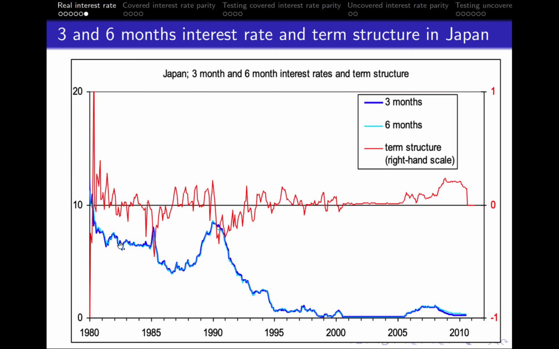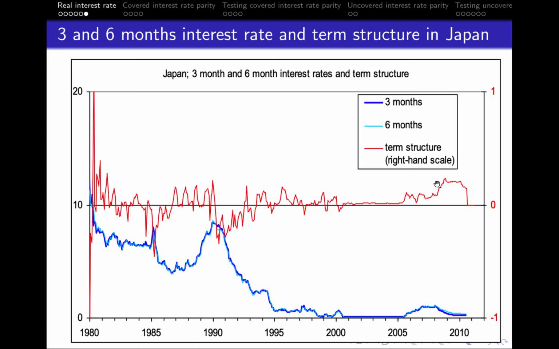Look at those interest rates. We see here that since the 90s there was a secular trend dwarfing the interest rate, making it extremely small, and for a time period it was at zero. Yeah, but even in this time, we could see that we had positive term structure.